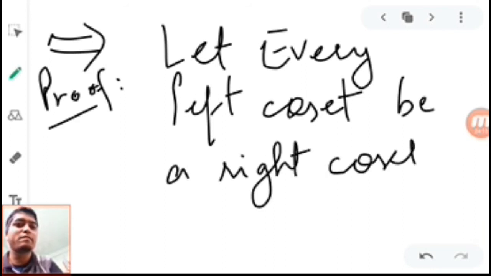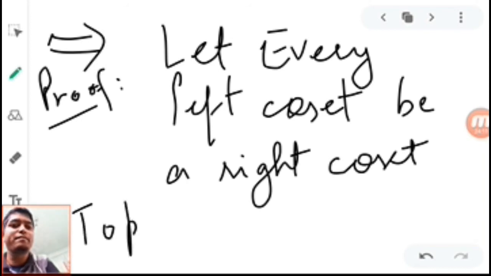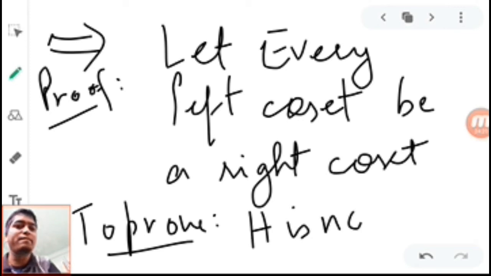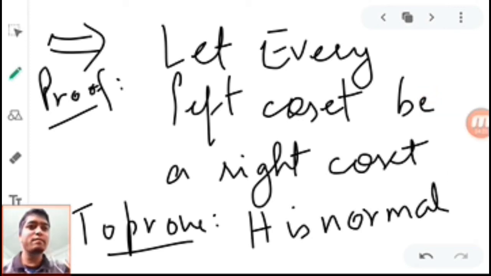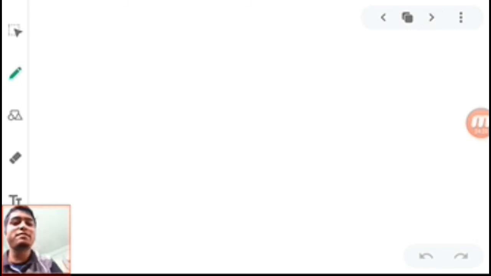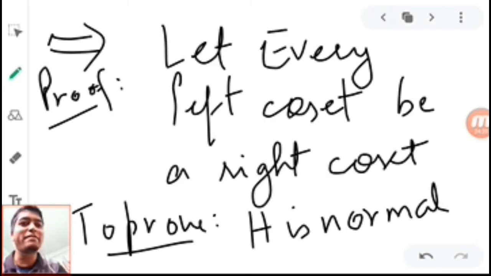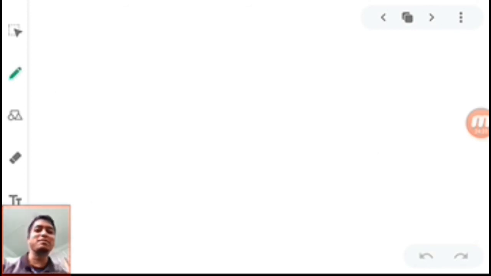Okay, we have to prove H is normal. So how will we start? Because we are given that every left coset is a right coset, we have to show that H is normal. Again, if we have to show that H is normal, we need to prove those two things, but since we already have theorem 1, let us try to use theorem 1.